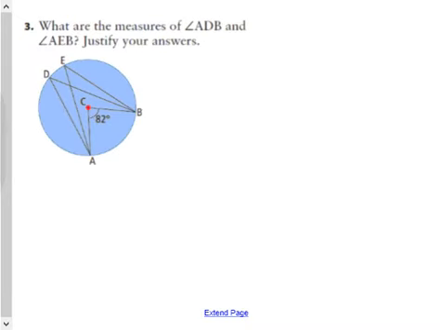Question 3, what are the measures of angle ADB? So ADB. A and B are connected to the middle as well, making angle C, or ACB, a central angle, and ADB would be inscribed and therefore is 41 degrees, half the measure of the central angle.